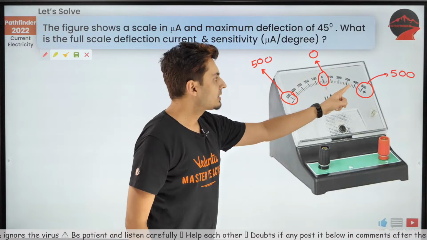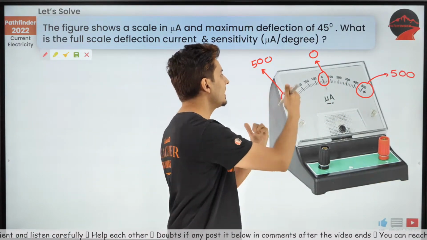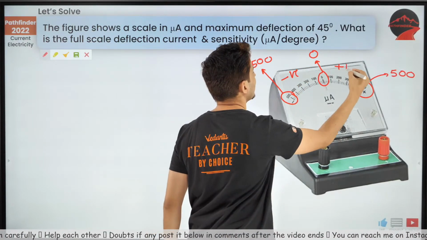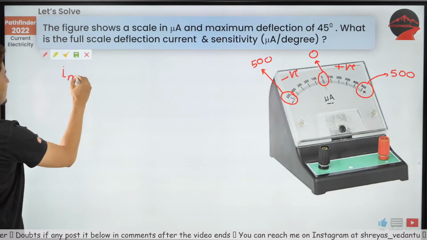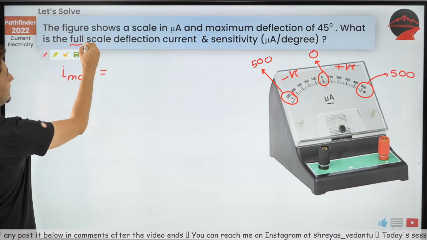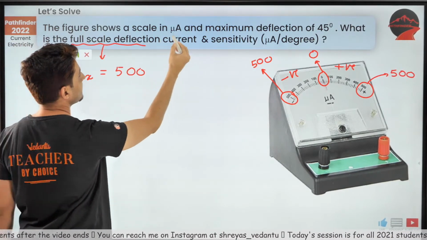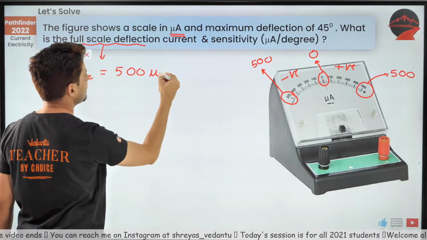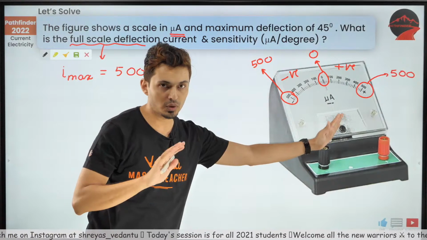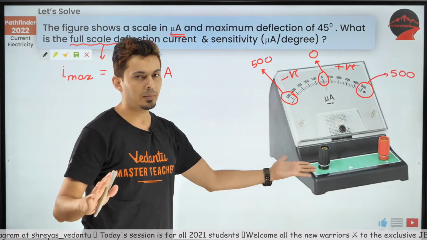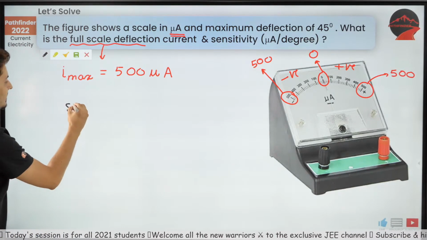What's the full scale deflection current? What's the maximum reading it can measure? See, this is 0, this is 500 plus, this is 500 but minus, this is the negative side, this is the positive side. What's the maximum current it can measure? So the I max, the full scale deflection current, is 500, but remember this is a scale in microamperes. So that's the maximum current which should flow in this galvanometer. Beyond that, it might burn or it might damage that instrument. Great. Next, the sensitivity.